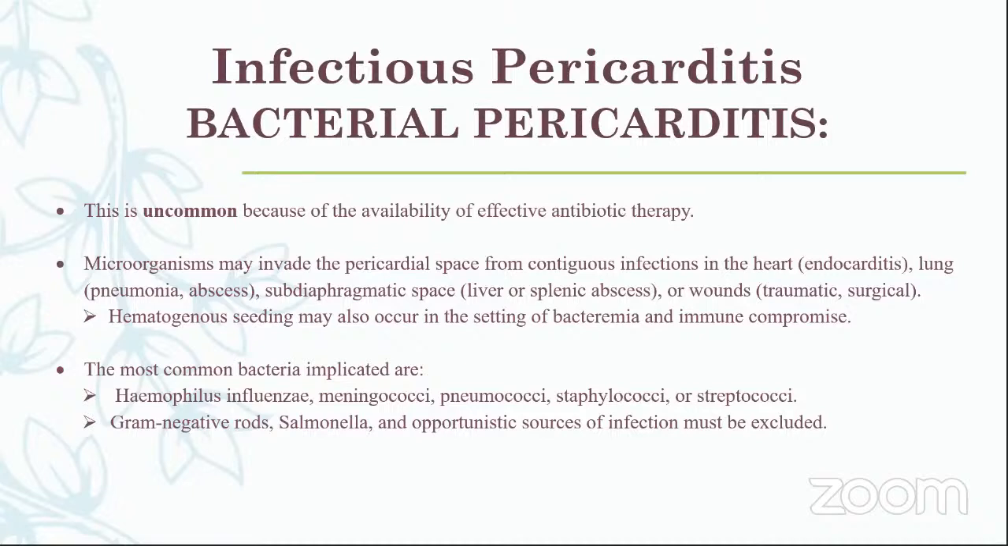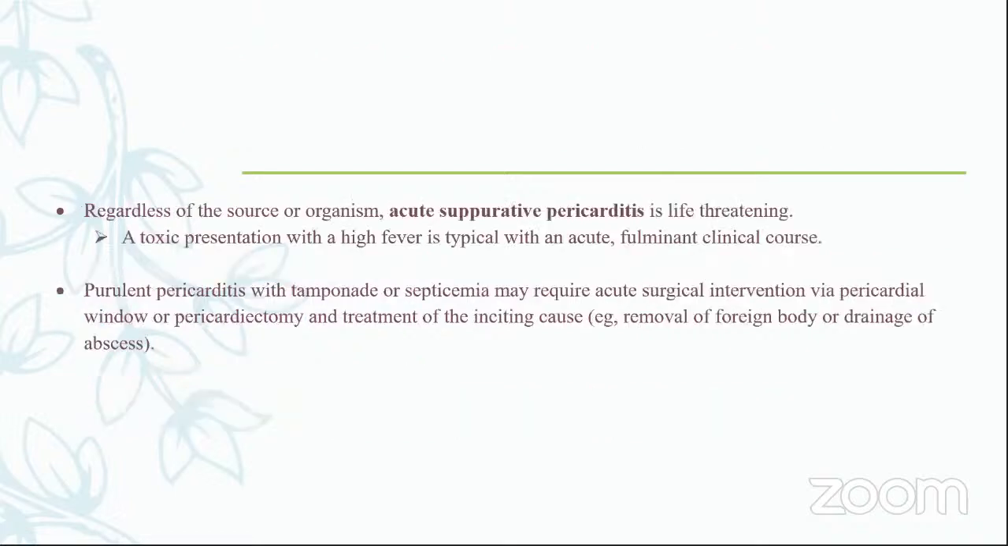And sometimes hematogenous seeding may also be seen in the setting of bacteremia and immune compromise. The most common bacteria are Haemophilus influenzae, meningococci, pneumococci, staphylococci, or streptococci. However, gram-negative organisms, salmonella, and opportunistic infection must be excluded, especially in immunocompromised patients.